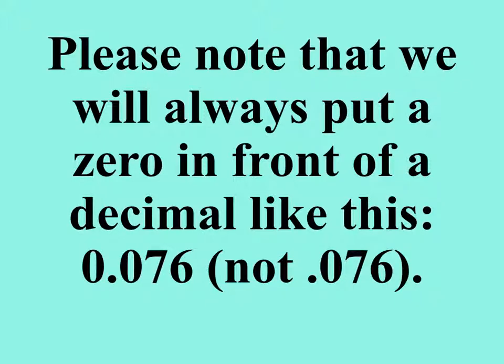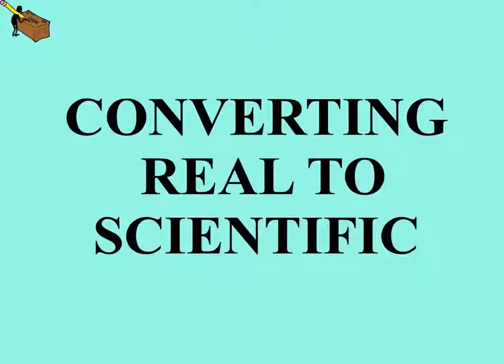Please note that we will always put a 0 in front of a decimal point like this. Rather than writing it as .076, we're going to put 0.076. This 0 here makes it so that I won't lose track of that decimal point, because sometimes you lose sight of those if you're writing really fast.